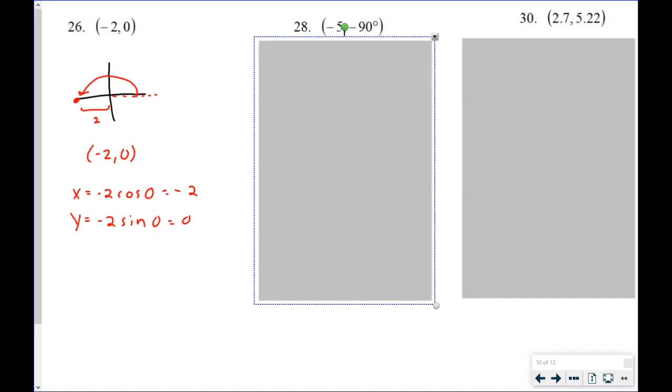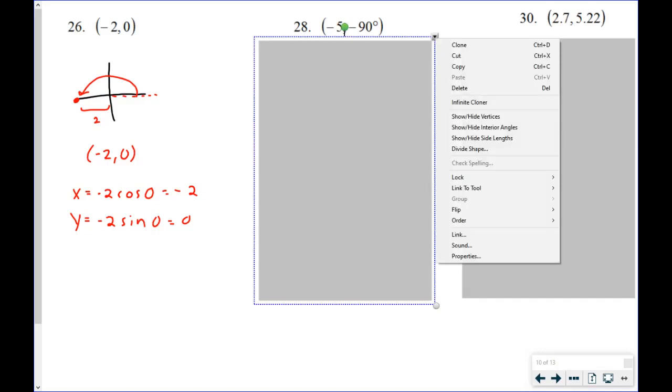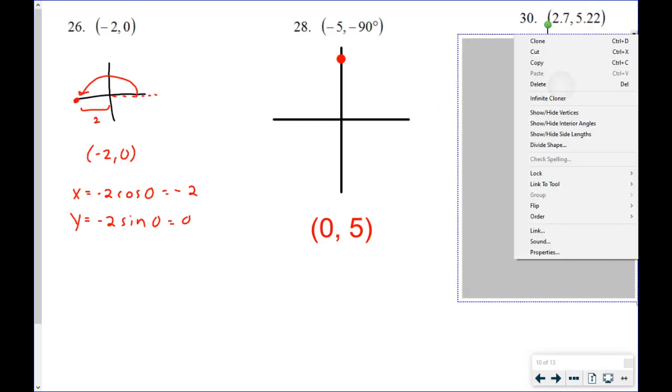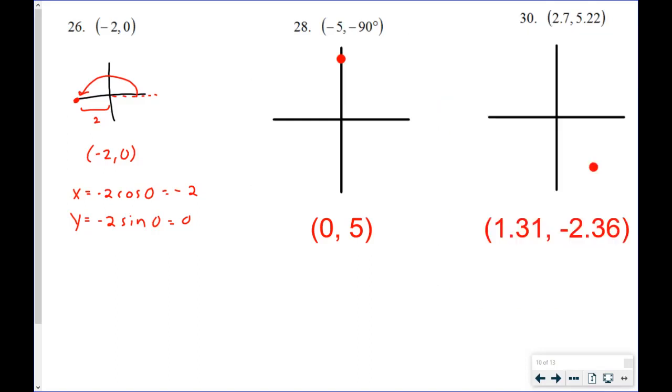Alrighty, number 28, negative 5, negative 90. Looks like that. Right, negative 90, negative y-axis, and then you're graphing the negative value of r, so you got to go across it to pi over 2, or positive 90, sorry, we're in degrees here. That's the point. Okay, 30 is plot the point and then plug everything into a calculator. I think that's going to be the easiest way to go for that one. That is going to look like, hold on, delete. There you go. 1.31 and negative 2.36.